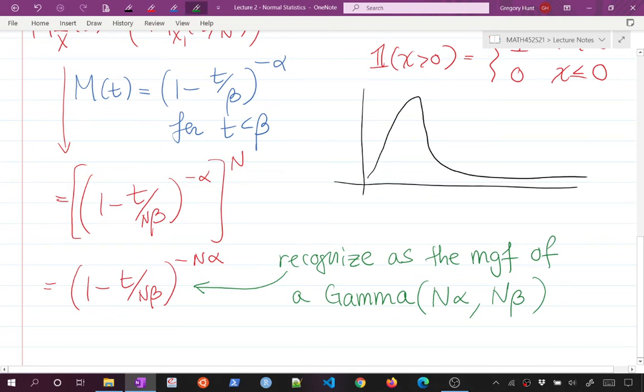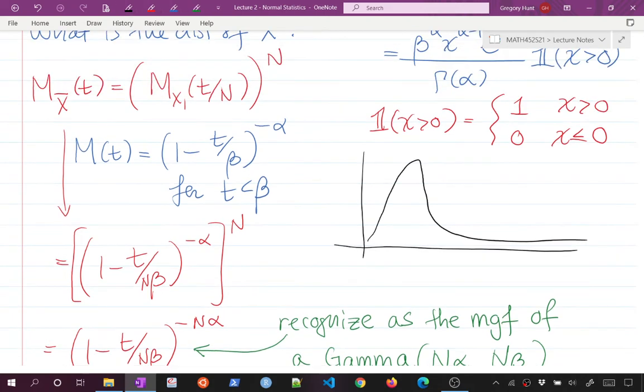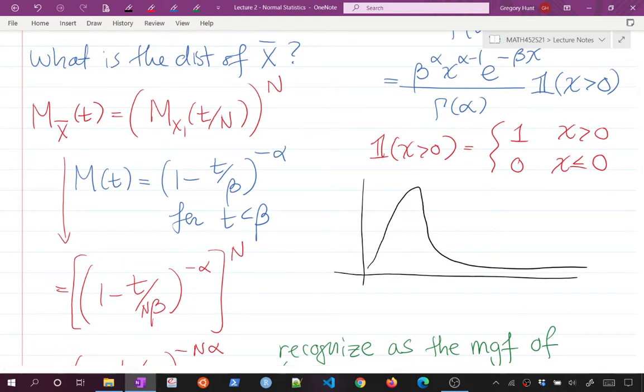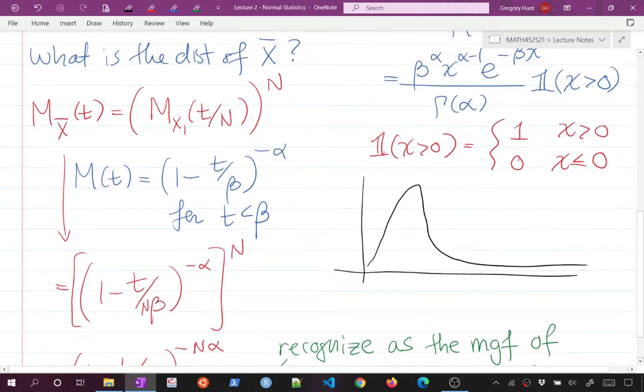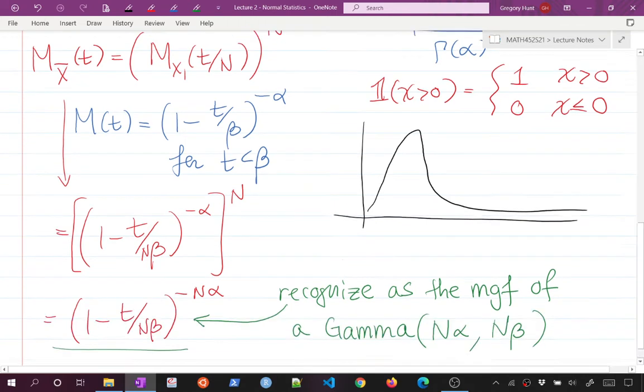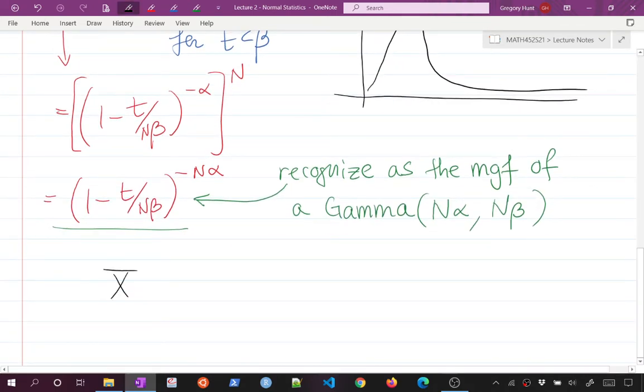Another way to think about it is if I said my random variable is distributed gamma(n alpha, n beta), what would be the MGF? This is what I'd write down. And so what this tells us is that if x bar has the MGF of a gamma(n alpha, n beta) random variable, then it must be that x bar follows the corresponding distribution. X bar's distribution is gamma(n alpha, n beta). So that's the example.